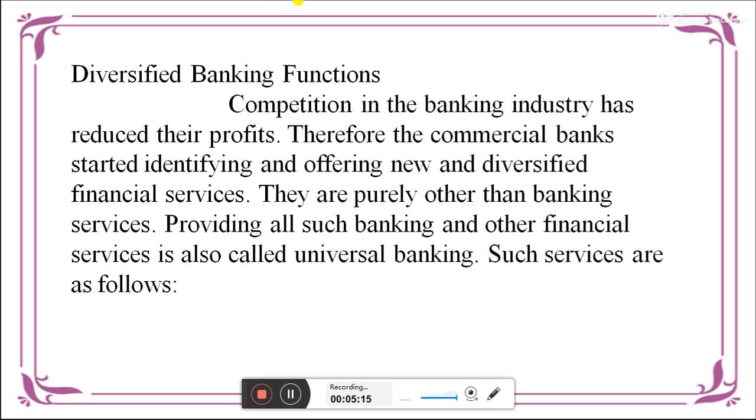With the expansion of business industries, their profit has reduced. Therefore, commercial banks started identifying and offering new and diversified financial services, purely in addition to the banking services. Providing all such banking and other financial services is also called universal banking. Such services are as follows. It is called a diversification of banking function. They can be easily diverted to various banking functions.